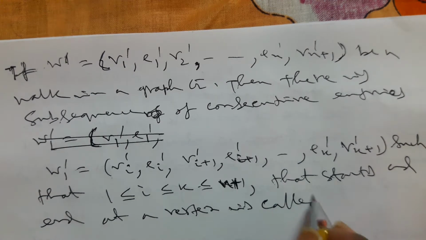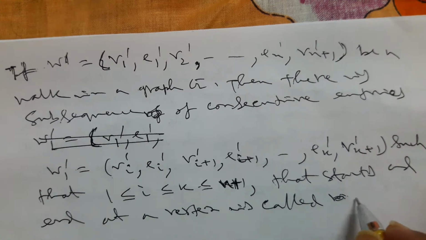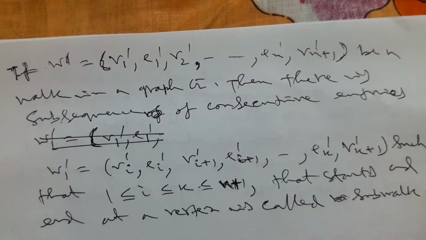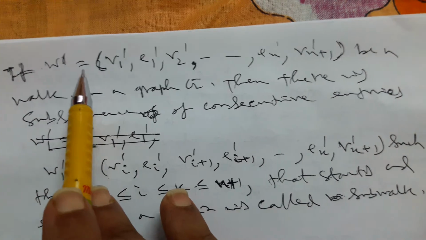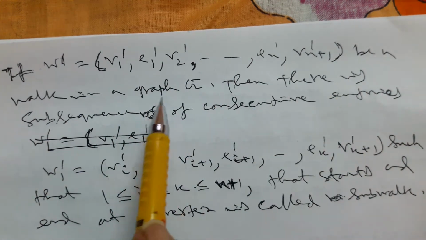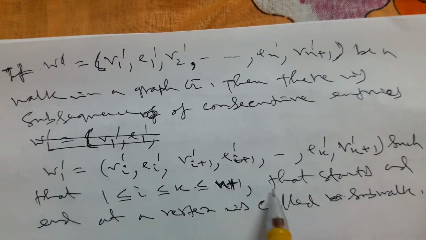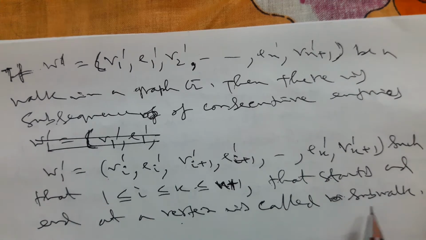This is called a subarc. Here we consider a walk of a graph, and we find subsequences like this, which start and end at a vertex. That is called a subarc. It is a subsequence.